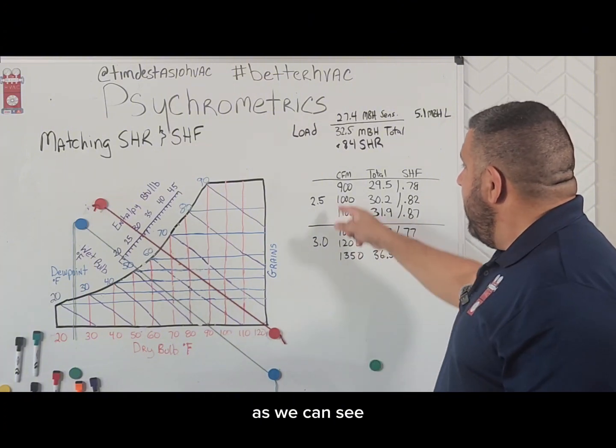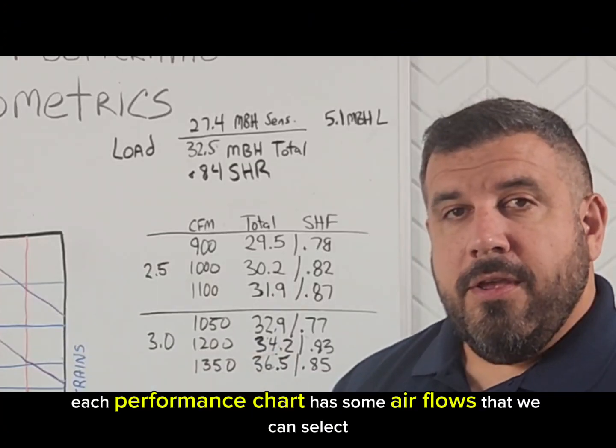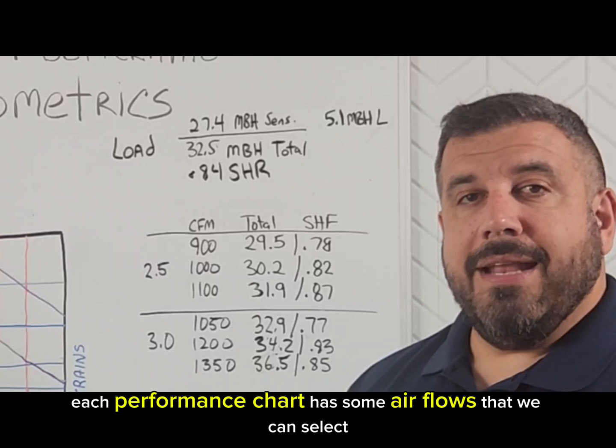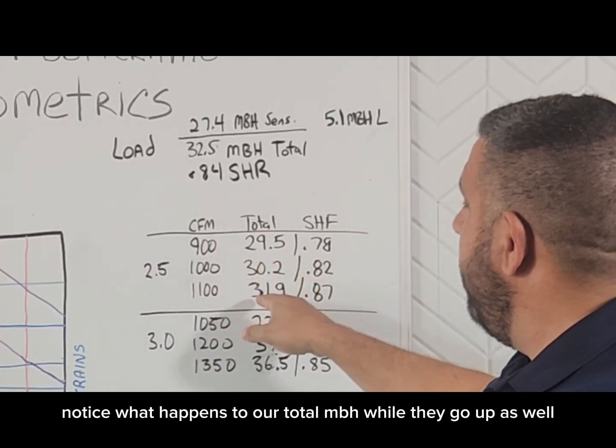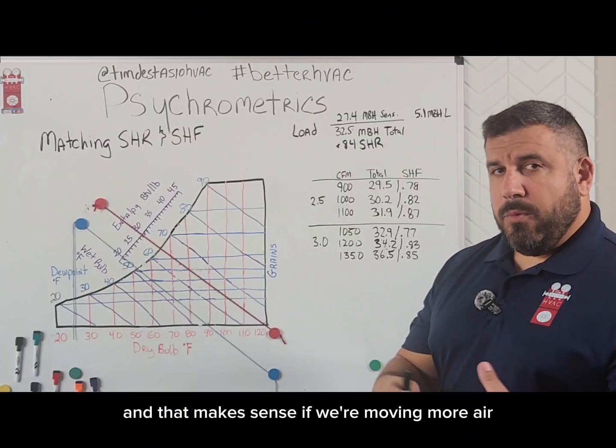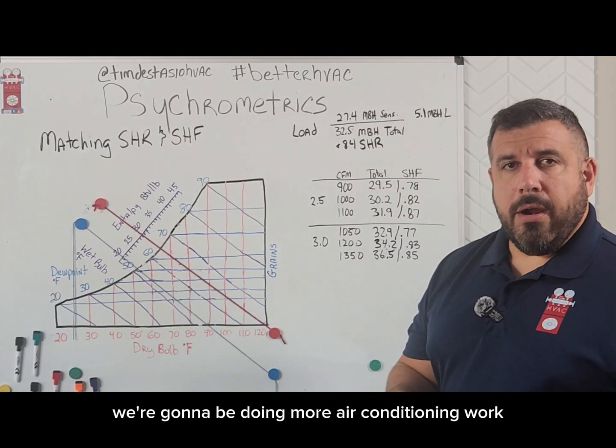As we can see, each performance chart has some airflows that we can select, and as those airflows go up, notice what happens to our total MBH. They go up as well, and that makes sense. If we're moving more air, we're going to be doing more air conditioning work.